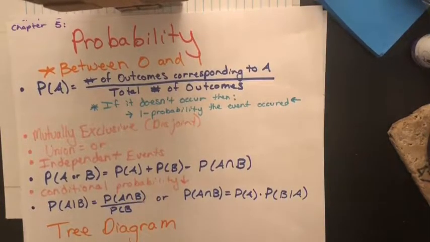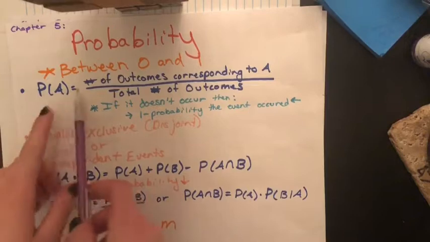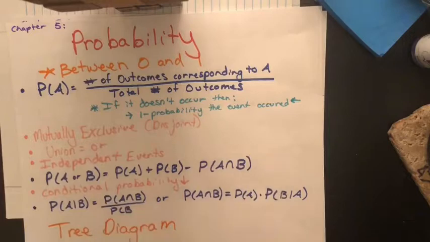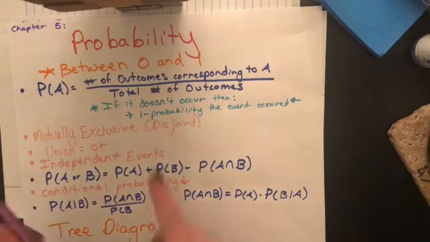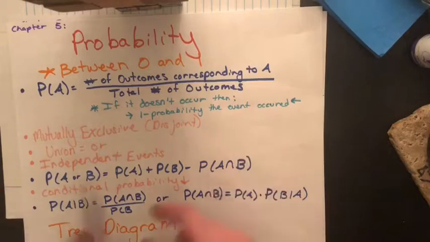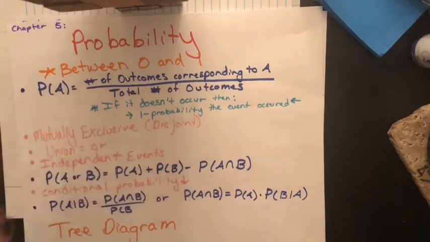All right, chapter 5 is about probability. I already gave a crash course of probability to some of you, but it doesn't hurt to go back over it. So probability is between 0 and 1. Here is one of the formulas. The probability that A is going to happen is the number of outcomes corresponding to A over the total number of outcomes. If it doesn't occur, then it's going to be the opposite. So it's going to be 1 minus the probability that occurred, 1 minus P of A.